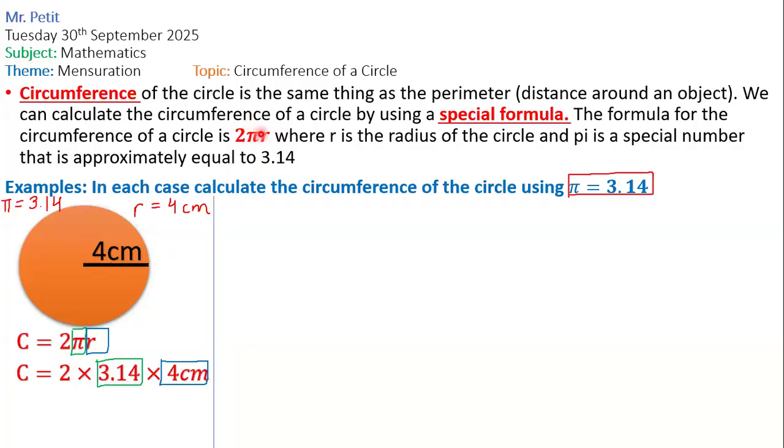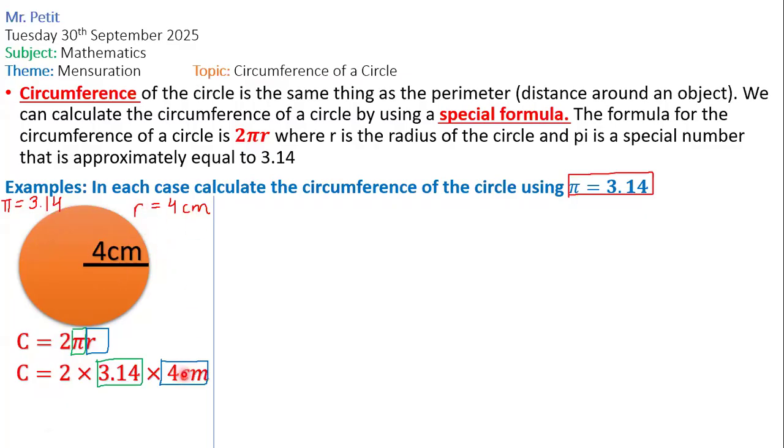We're trying to find the circumference of the circle, C. That's the distance around the circle. So whenever they ask you for the circumference, you always use 2 pi r. Always. So this 2 is not going to change. We just put that down. Now what we're going to replace is the pi with 3.14, and the r with 4 centimeters, because r is 4 centimeters.